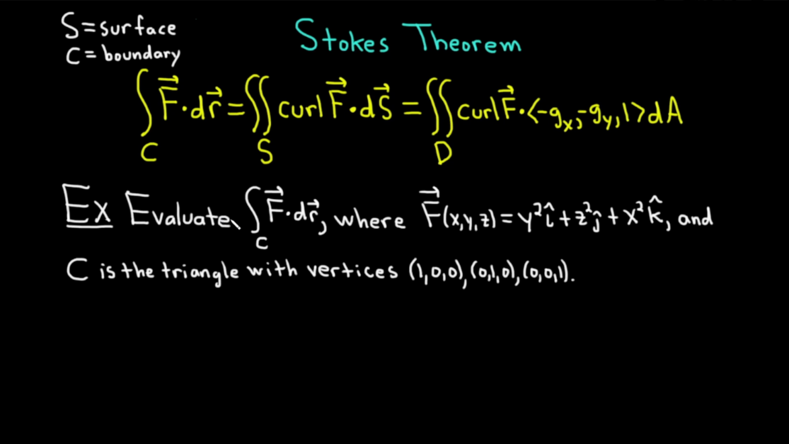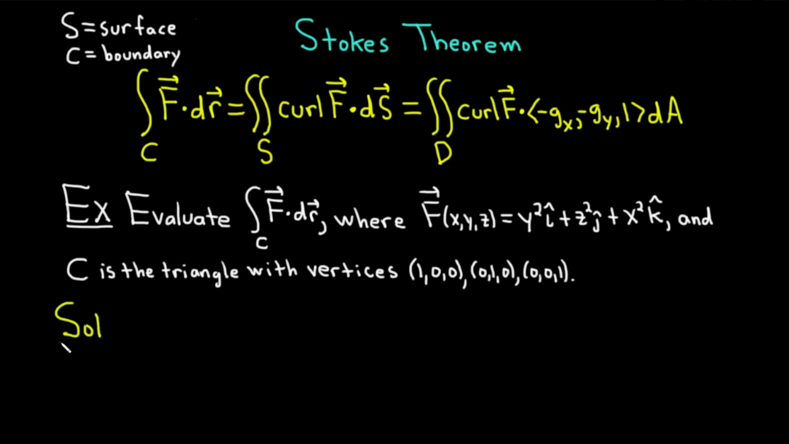We're going to evaluate the line integral of F dot dr, where F of x, y, z is equal to y squared i hat plus z squared j hat plus x squared k hat. And C is the triangle that has vertices (1, 0, 0), (0, 1, 0), and (0, 0, 1). Let's go ahead and work it out.